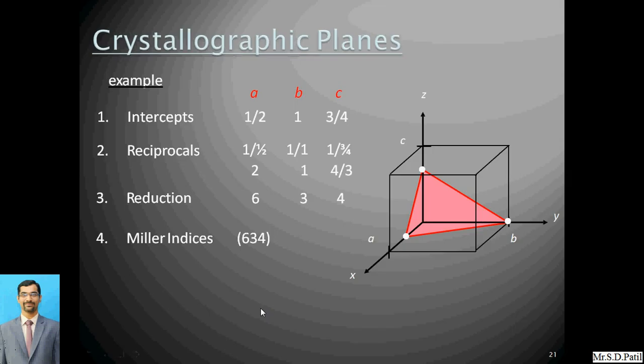Similarly, here are some more examples. In a it is 1/2, for b it is 1, for c it is approximately 3/4. We take the reciprocals, which are 2, 1, 4 by 3. Now for the reduction, we have to multiply by 3 to clear the fraction. So 3 into 2 is 6, 3 into 1 is 3, 3 into 4 by 3 is 4. So the Miller indices for this crystallographic plane are 6 3 4.